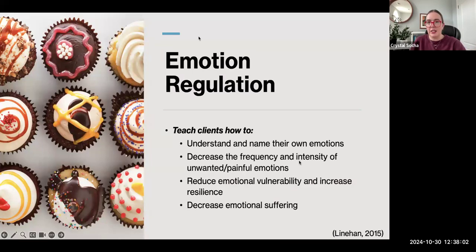And so with emotion regulation, we are helping the people that we serve, or if we're using these skills for ourselves, helping people to understand and name their emotions, as well as decreasing the frequency, so how often and how intense these unwanted or ineffective or painful or distressing emotions come up. We're reducing that emotional vulnerability to then increase resilience and ability to navigate these difficulties, and then ultimately decrease emotional suffering.